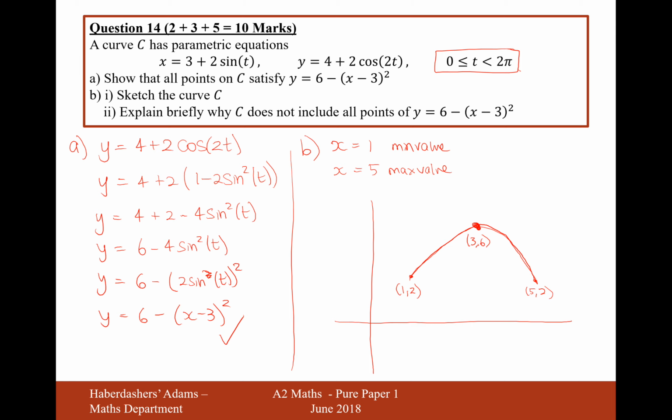So there we are. That's the answer to the sketch for the graph, and explain why C does not include all the points, because the sine function is bounded.